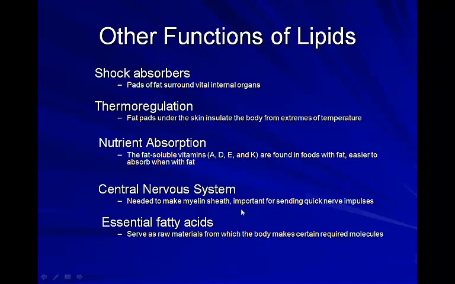The central nervous system, another function of lipids, is to help make what's called the myelin sheath. The myelin sheath is essentially a highly fatty component of cells that wrap around your nerve cells. And what the myelin sheath really does, by insulating what's called the axon of your nerve cell, is allow the nerve impulse to jump over parts of the axon and travel more quickly. So myelinated nerve cells actually send quicker nerve impulses than the non-myelinated ones.